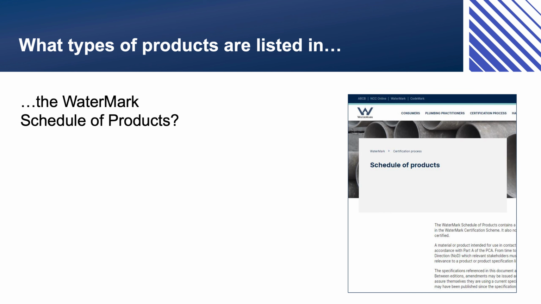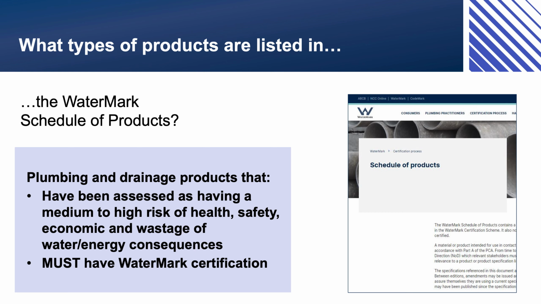What types of products are listed in the WaterMark Schedule of Products? If a category of product requires WaterMark certification, then you cannot specify or install a particular product of that category that is not certified. WaterMark certification constitutes acceptable documentation that a plumbing or drainage product is fit for purpose according to the requirements of the PCA. The WaterMark Schedule of Products contains plumbing and drainage products that have been assessed as having a medium to high risk of health, safety, economic and wastage of water or energy consequences, and those that must have WaterMark certification.